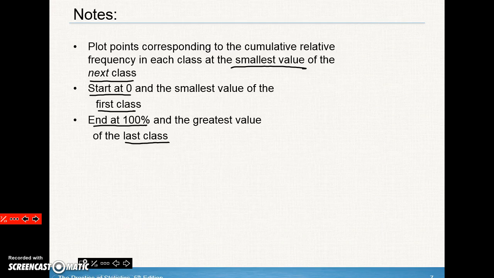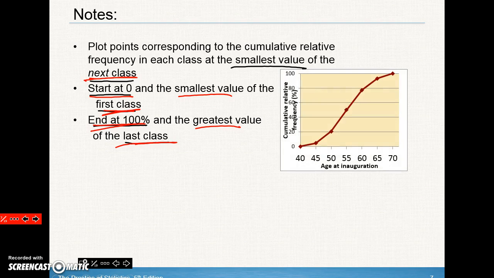Okay, a couple things to consider, and I've already talked about this as well. The points on the graph correspond to the relative frequency in each class at the smallest value of the next class. Okay, you start at 0 and the smallest value of the first class, and you end at 100 and the greatest value of the last class. Okay, so there's our data.